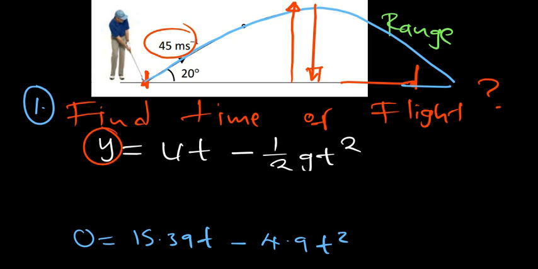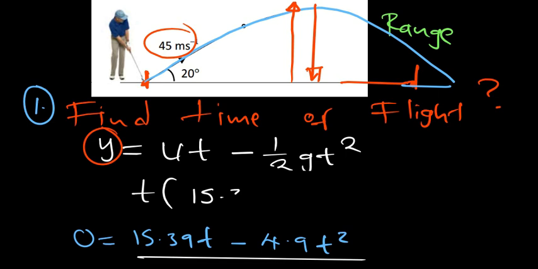So at this point, instead of using the quadratic formula, since we only have two terms and no constant, we can just factorize. If we had a constant there, we would use the formula, but we don't. We can see t is common. If we pull out the t, we remain with 15.39 on the first part, and the other part will remain with 4.9t. And then this is just equal to 0.